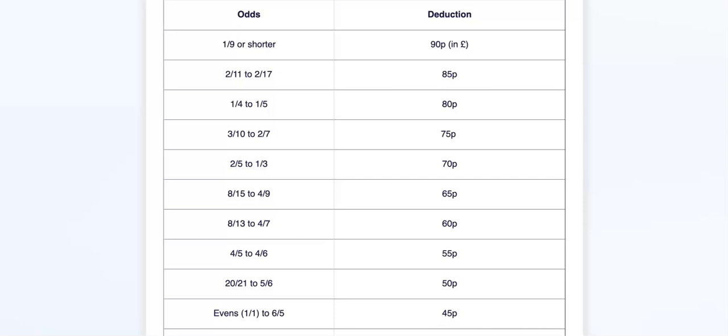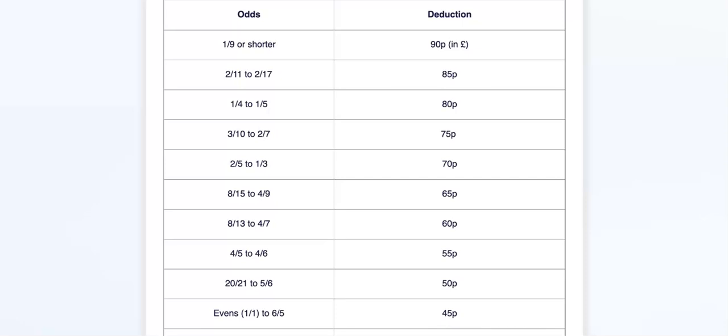Hi guys, today we're going to continue our series of looking at horse racing terms and terminology, and we're going to start off today by looking at Rule 4 deductions, what a Rule 4 is and what that can mean to your bet if you come across a Rule 4 in a particular market.